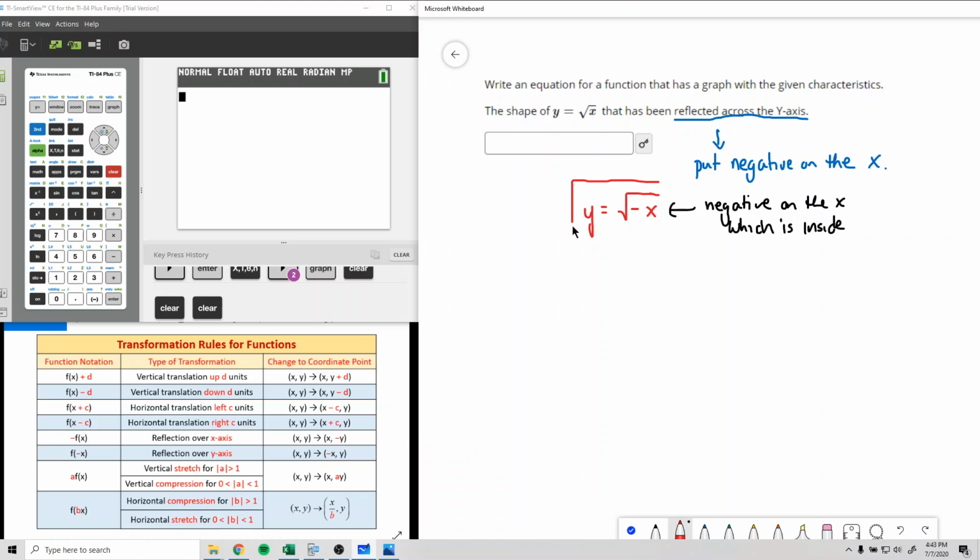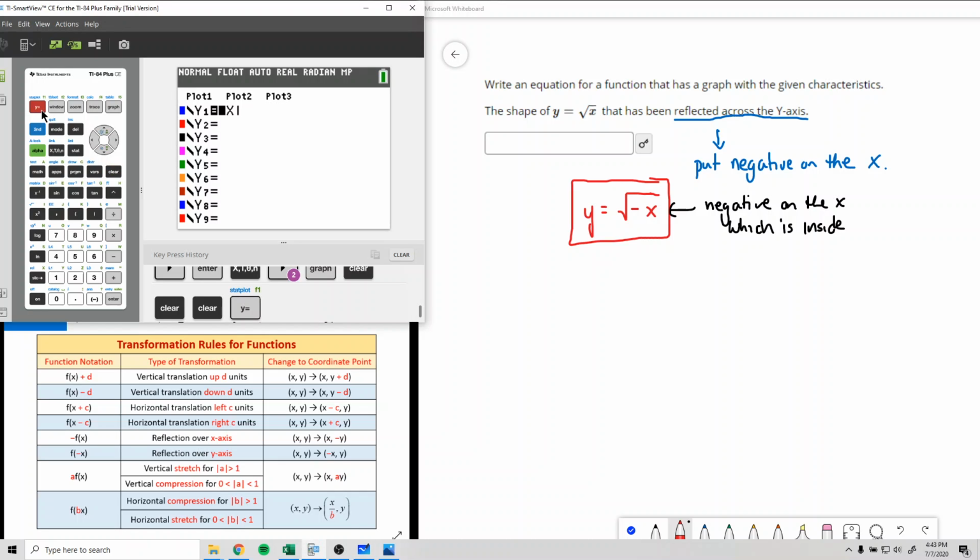You cannot move the negative. You're allowed to have the negative because it's an x. And you can look down here, the reflection across the y-axis tells you to put a negative on the x. Now what I'm going to do is graph y equals the square root of x.